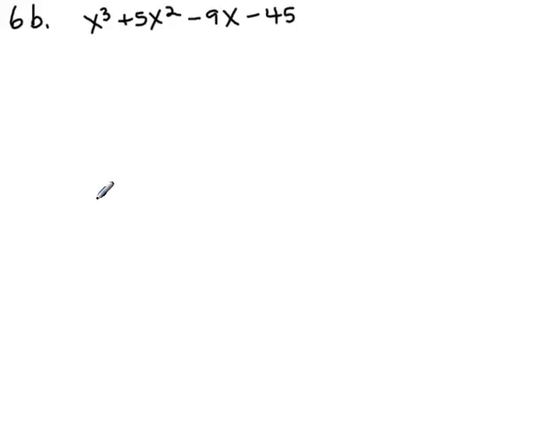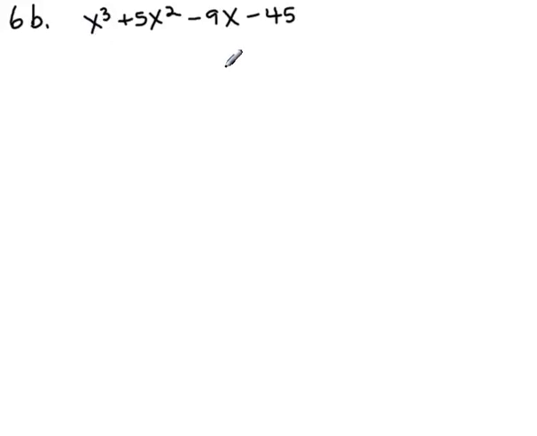Next, I'm going to demonstrate for you number 6b. The instructions simply say factor the following. Remember, the first step in every factoring problem is to look for a GCF, something in common to all of your terms. Well, I have an x cubed, a 5x squared, a 9x, and a 45. I don't have an x in every term, and there's no number in front of the first term. That means I don't have a GCF.